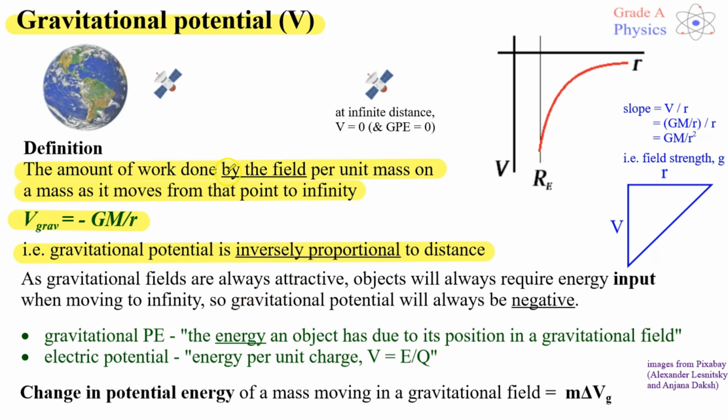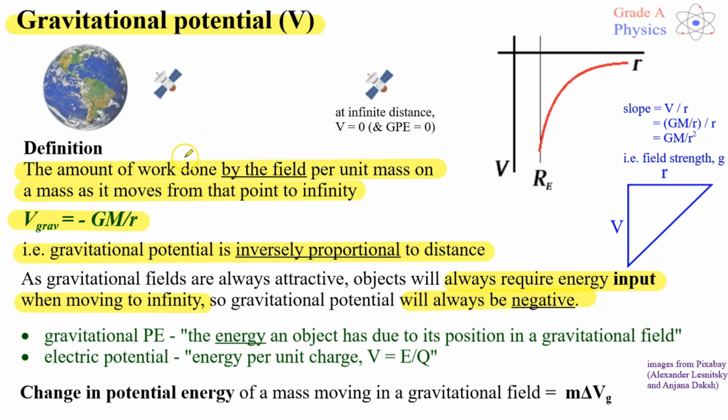Right, so let's go back to the definition. So it's the amount of work done by the field. Well, the field isn't doing any work here. It's not attracting. If we were going the other way, if we were going from infinity to near to the Earth's surface, then the field would be attracting the object and doing the work. But we have to put the work in. This requires energy input when we're moving to infinity. And this is why it's a negative value. So the energy is input. And it's a little bit odd.